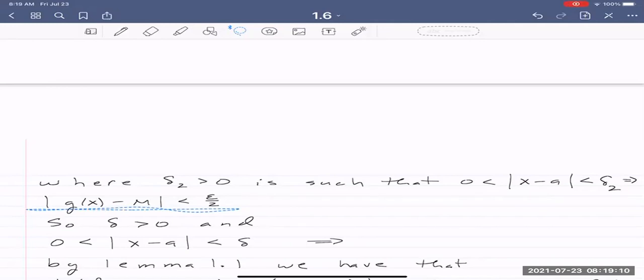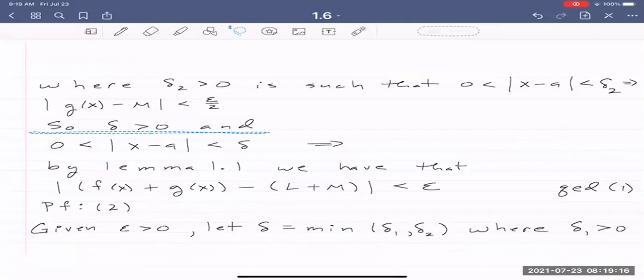So, since delta 1 and delta 2, let me shut my window here. Sorry. I guess the gardeners next door and down the street are cutting grass and blowing grass everywhere. So let me close this. Okay, good.